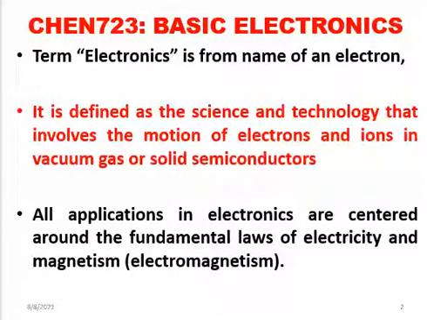Now, electronics is defined as the science or technology that involves the motion or movement of electrons or ions, because you can have positive ions as against the electron, which is negative. So the motion of an electron or a positive ion, which in electronics engineering we call a hole. We are going to discuss that later. So, the movement of these charged particles in vacuum, or in gas, or in solid semiconductor devices.